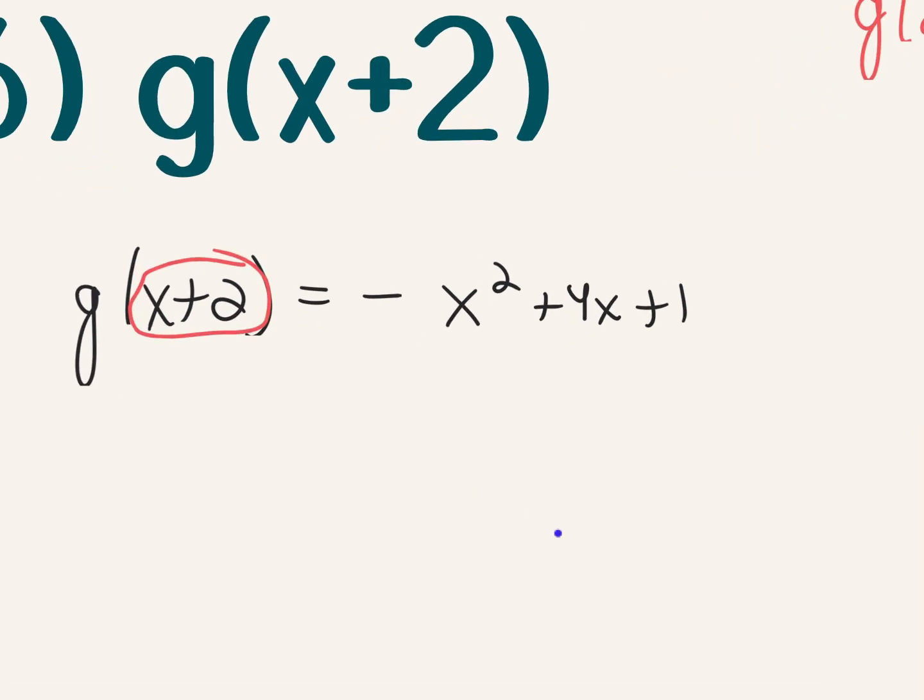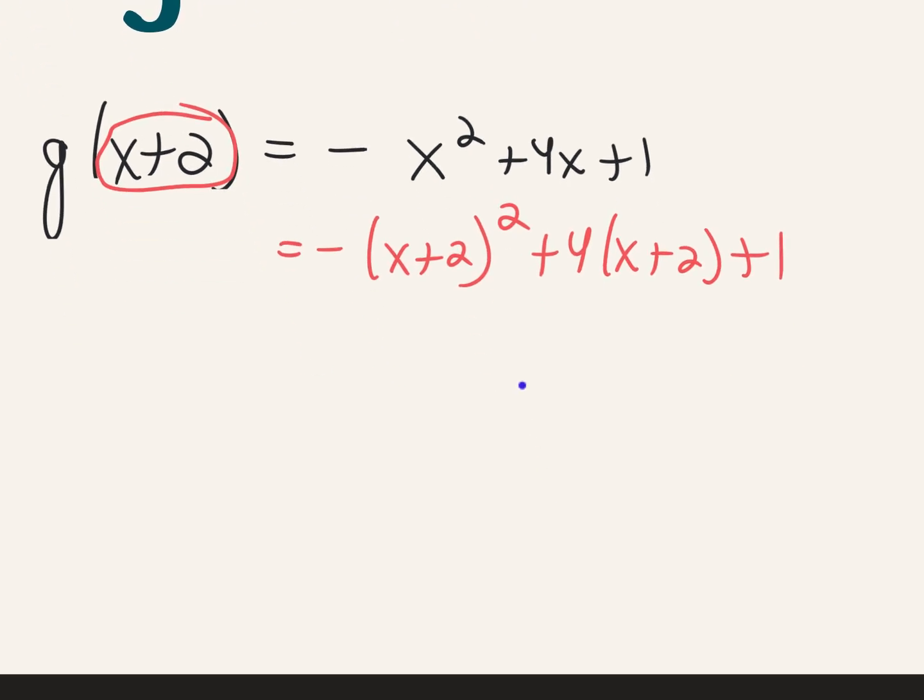X plus 2. So watch how I write this. I have a negative, and then I have x plus 2, quantity squared, plus 4 times what? X plus 2 plus 1. Everybody in here can do this. Some of you are still distributing that 2 to the x and the positive 2 and telling me this is x squared plus 4. If you did it on the test, I marked it completely wrong. That's just wrong. So we can't do that.